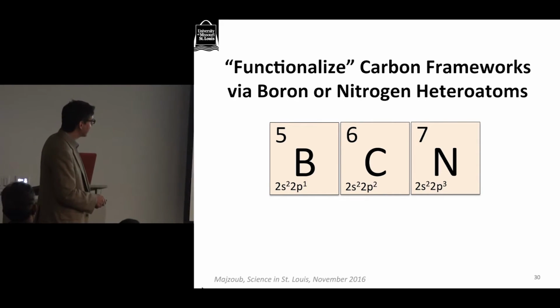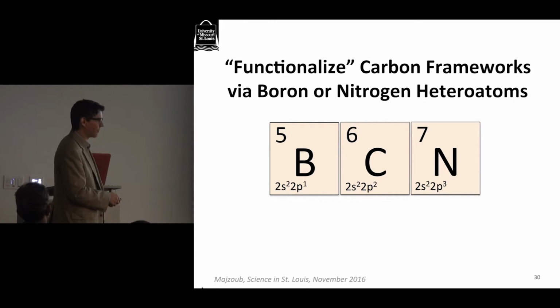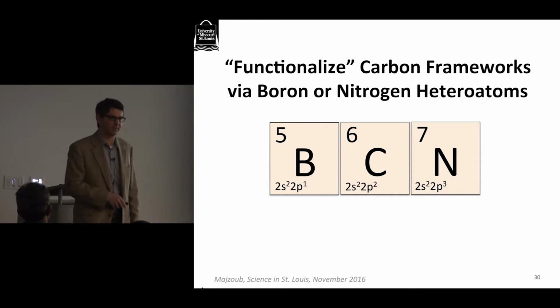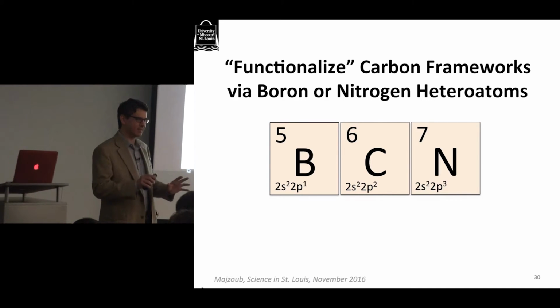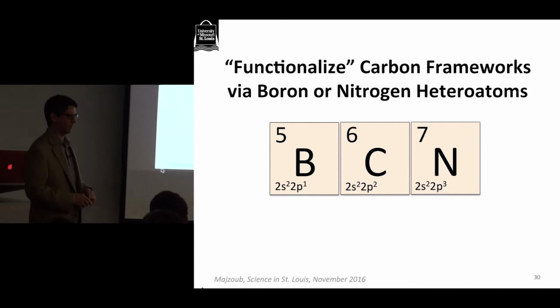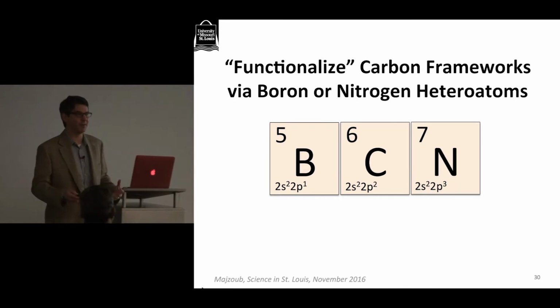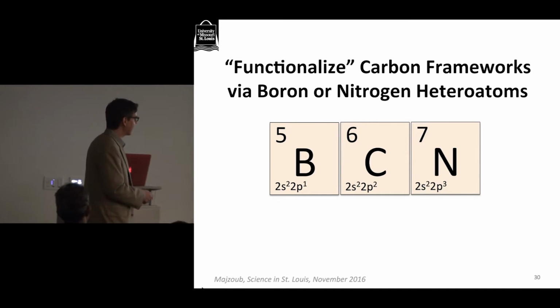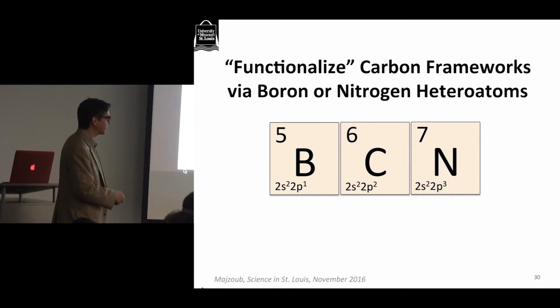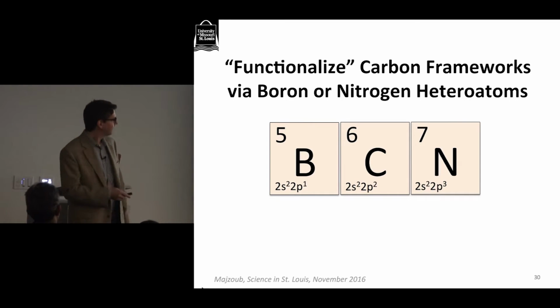And so if we look at the electron numbers for each of these atoms, boron has one less electron than a carbon atom, and nitrogen has one more electron than a carbon atom. So I can play some games with the number of electrons that are around the carbons if I can substitute either boron or nitrogen into these frameworks.